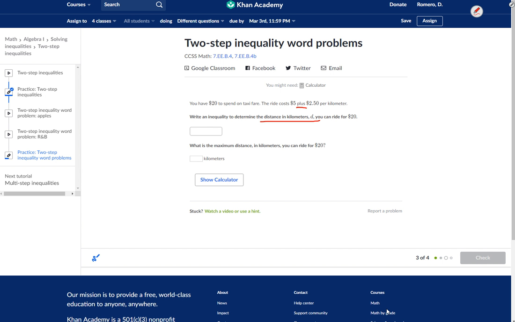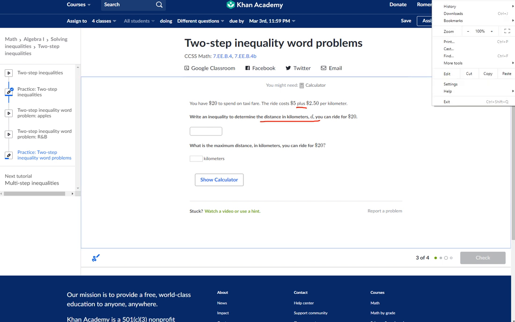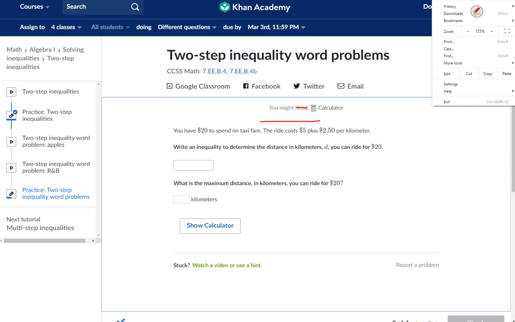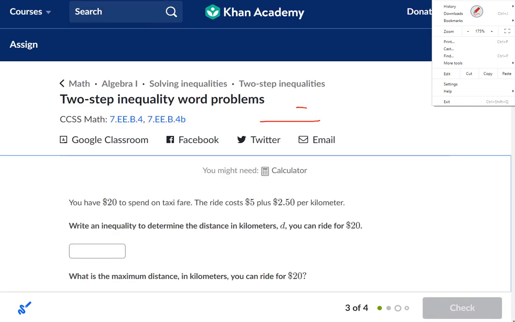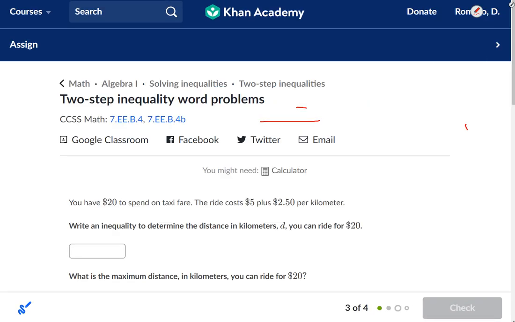Do I need to make it bigger? You can't see it? Yeah, I really can. No, you don't need it. I don't have my glasses. Oh, yeah.